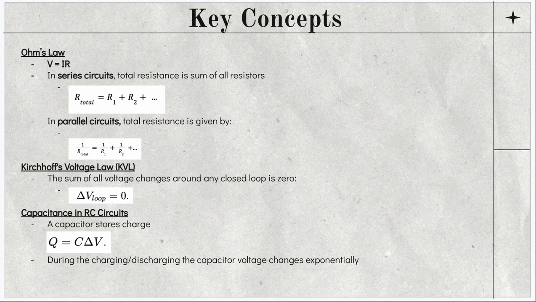Now, going into key concepts, the first concept we're going to look at is Ohm's law, which basically describes the relationship between voltage, current, and resistance, stating that current is directly proportional to voltage and inversely proportional to resistance. In parallel circuits, we're also shown that the total resistance is given by this equation: 1 over R total equals 1 over R1 plus 1 over R2, etc.